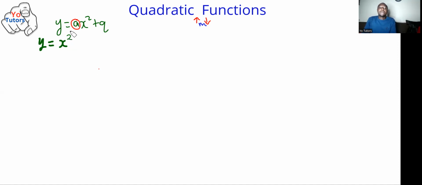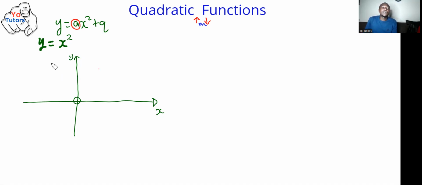That's what we know, but now we want to see how it looks. Okay, so we have got something like that. That's our x-axis, that's our origin, that's our y-axis. So the graph actually is like this. Now this one here is the graph of y equals x squared. Now how does your a affect the graph?